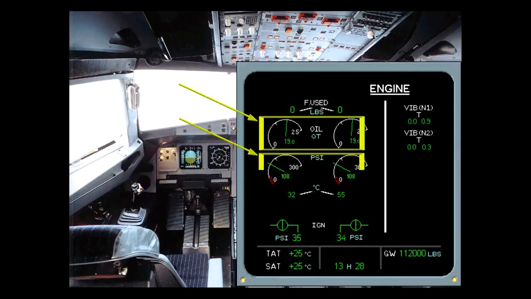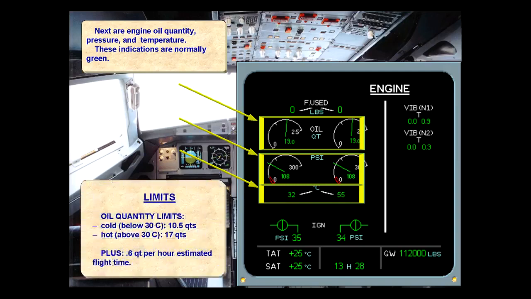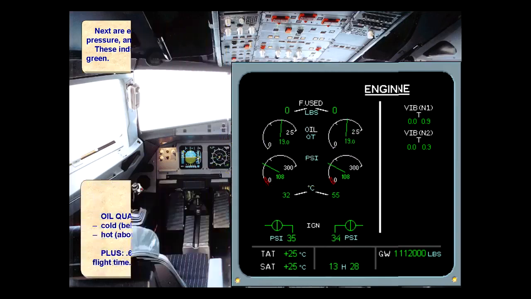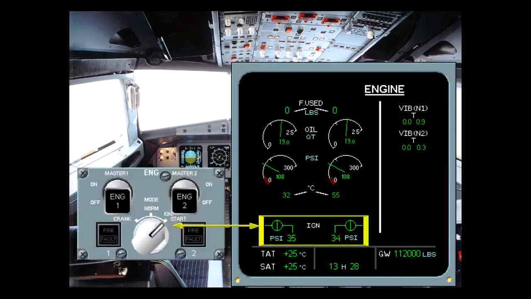Next are engine oil quantity, pressure, and temperature. These indications are normally green. Oil quantity limits are: cold, below 30 degrees Celsius, 10.5 quarts. Hot, above 30 degrees Celsius, 17 quarts, plus 0.6 of a quart per hour estimated flight time. Start valve indications and bleed pressure are displayed during the start sequence when the engine mode selector is in the ignition start position. They are also displayed when the selector is in the crank position.